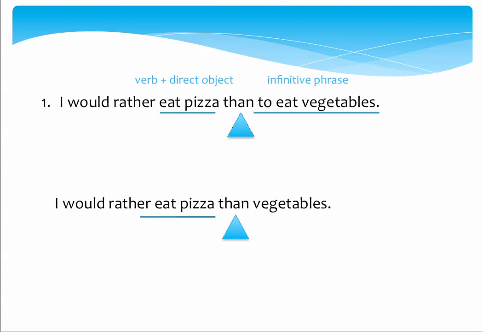I would rather eat pizza than vegetables. So by getting rid of the to eat in the second part, the main verb eat becomes the verb, and then pizza and vegetables both function in this sentence as direct objects, which means I've now brought my sentence into balance.